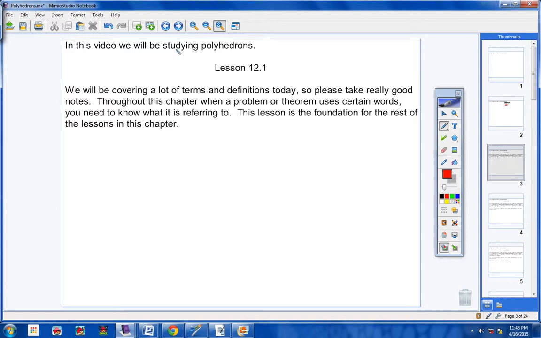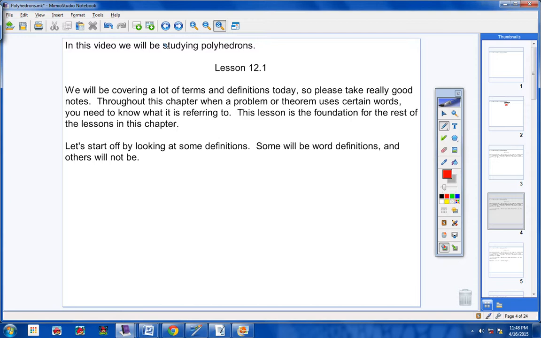Alright, now, we'll be covering a lot of terms and definitions today. So please take really good notes. Throughout this chapter, when a problem or a theorem uses certain words, you need to know what it is referring to, okay? So this lesson is really the foundation for the rest of the lessons in this chapter. So take really good notes. Make sure you're thorough with your notes so that you know what these different terms mean.